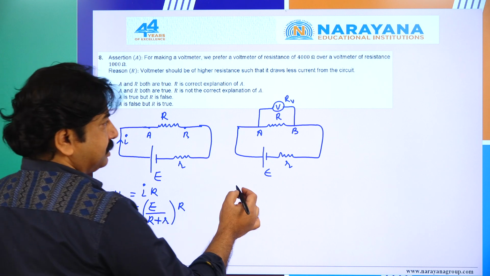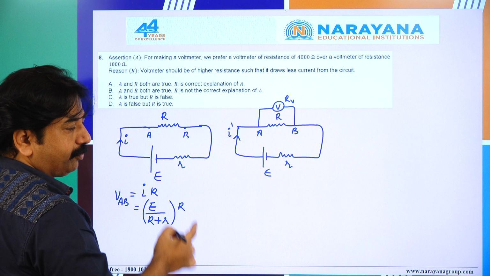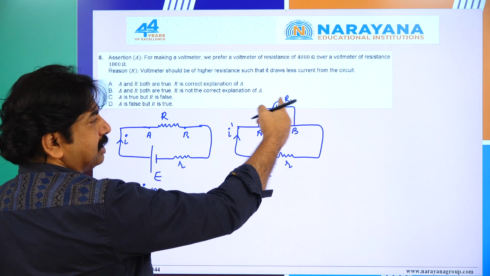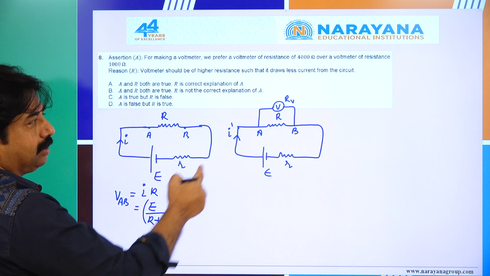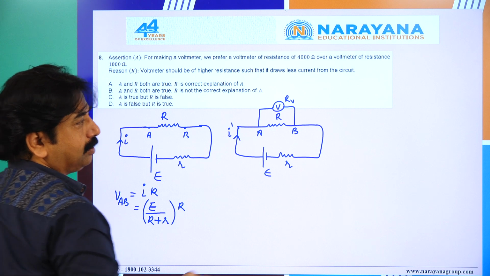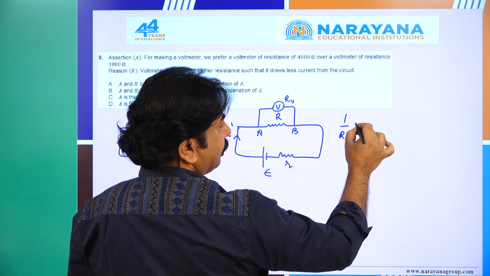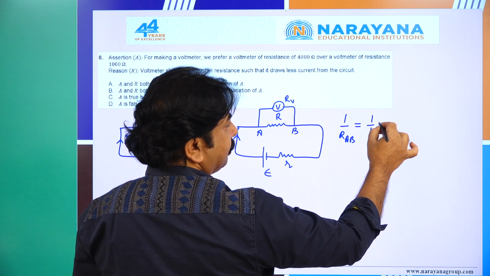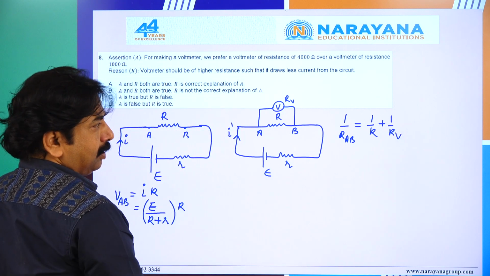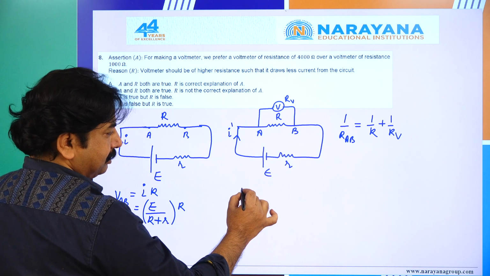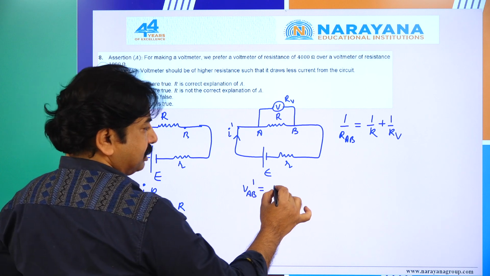But here you can observe in the same case, now the current I dash differs from this one. Why? The effective resistance between A and B is the variable. Here the effective resistance between A and B is only R. Here, due to this, this is a variable. Now 1 by RAB is equal to 1 by R plus 1 by RV. And moreover, we can write V across AB dash. Now what is the potential difference across AB dash?